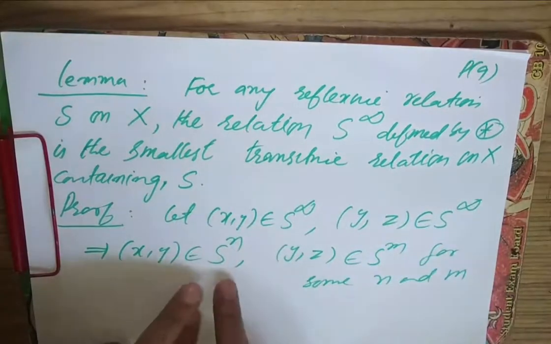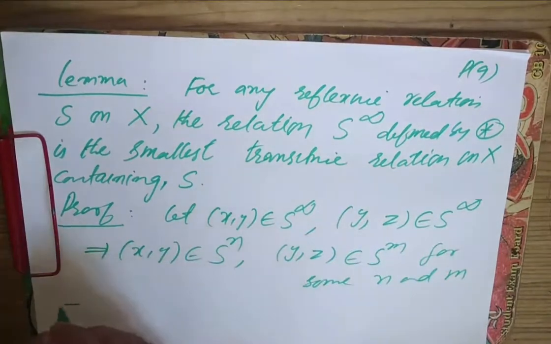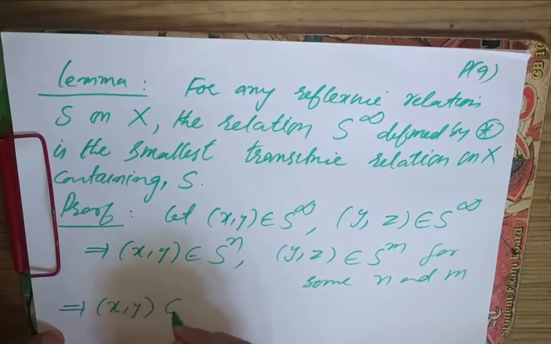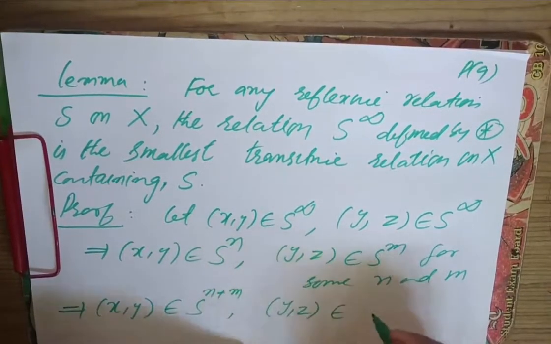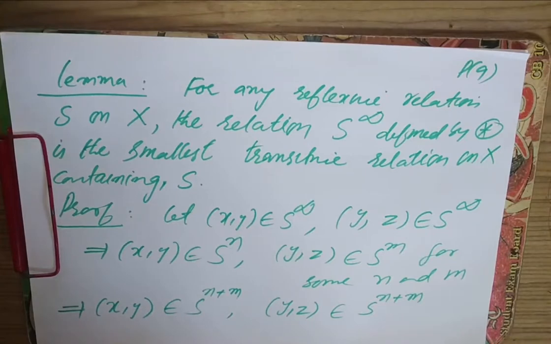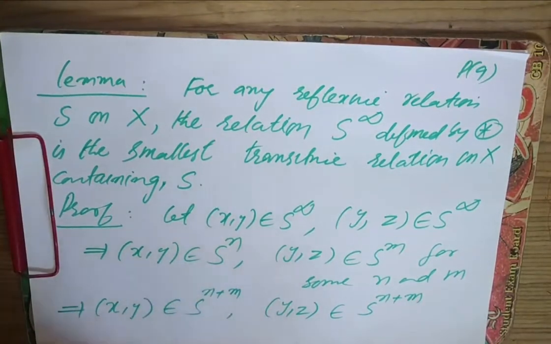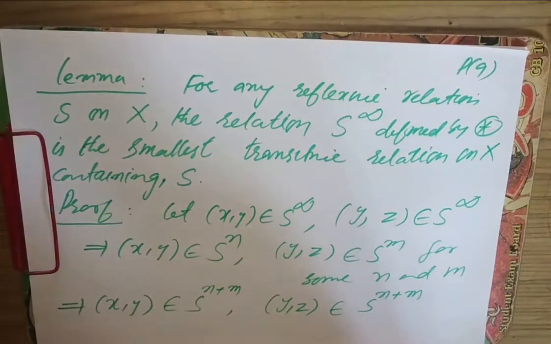For some n and m. But S n is a subset of S n plus m, and S m is a subset of S m plus n. So which means that x comma y belongs to S n plus m, and y comma z belongs to S n plus m. So both are in S n plus m, and S n plus m is a subset of S infinity.